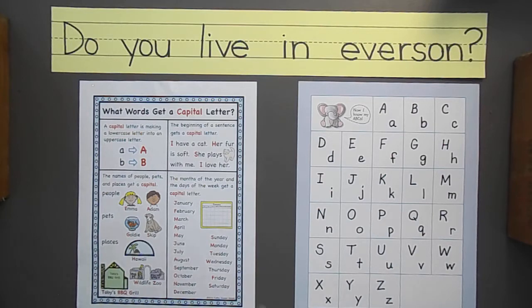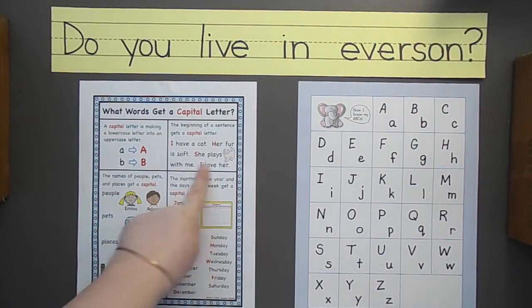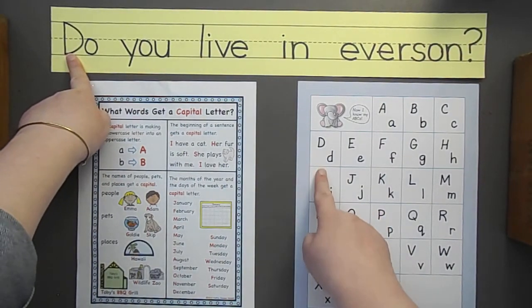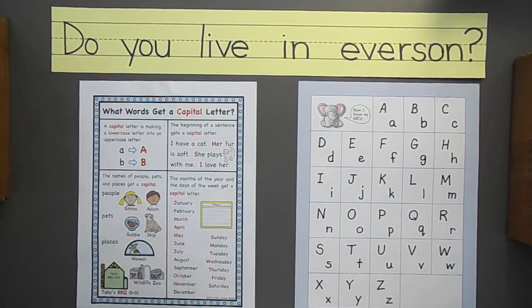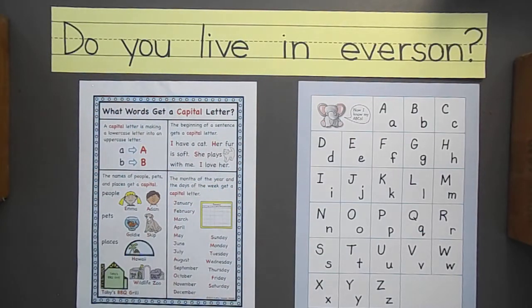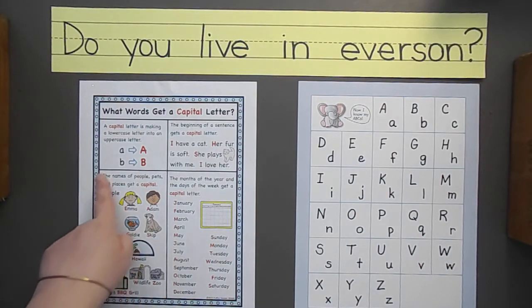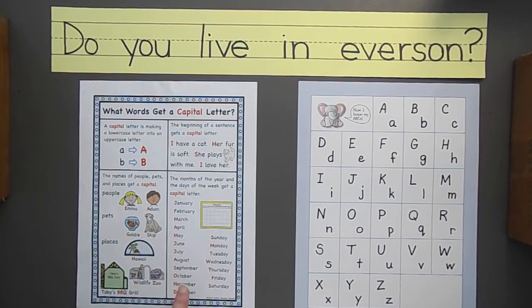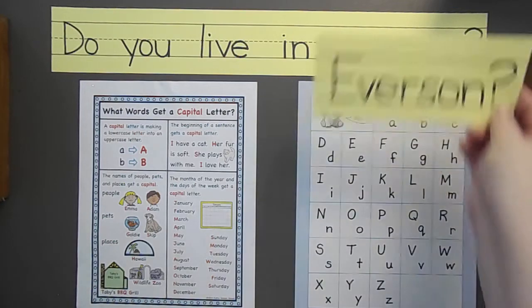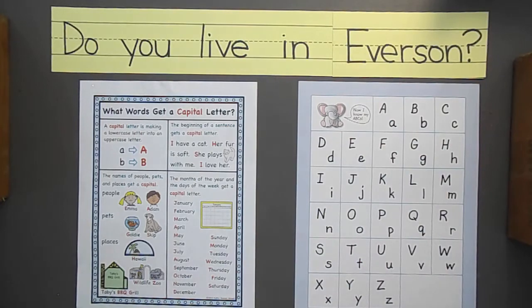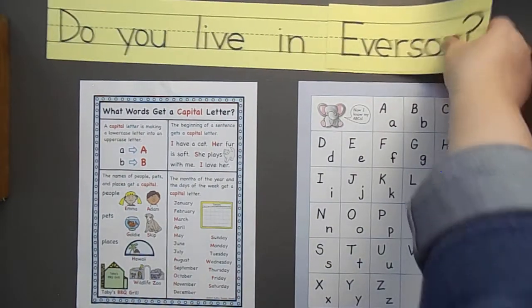Okay, let's double check. The beginning of a sentence always gets a capital letter. Let me check. Oh, looks like it has a capital letter. Let's continue on. Do you live in Everson? Now, Everson is a place. Let's check. It says the names of all people, pets, and places gets a capital letter. So, Everson will need a capital letter. This is the correct version. All right, let's do our next one.